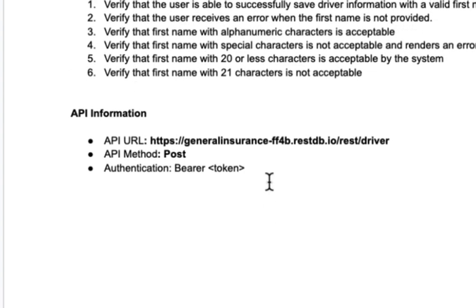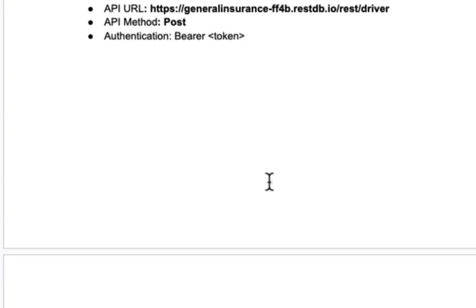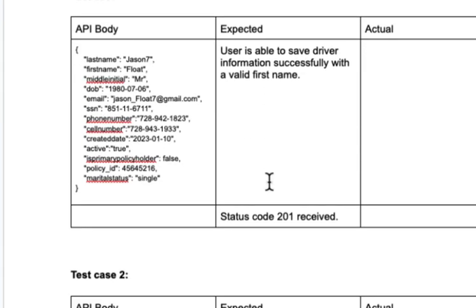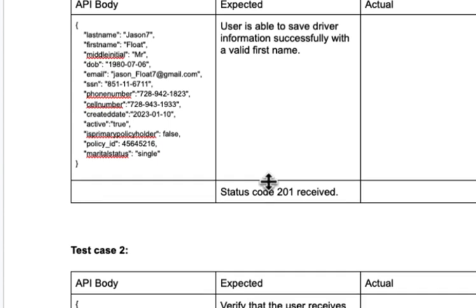So I would gather everything, put it in my test case outline, and then I would start with writing the actual test case. This is just an example. If you notice, I have the API body. That's where I put in this sample data, and here is my expected result for the first test case. In this case, user is able to save driver information successfully with a valid first name.